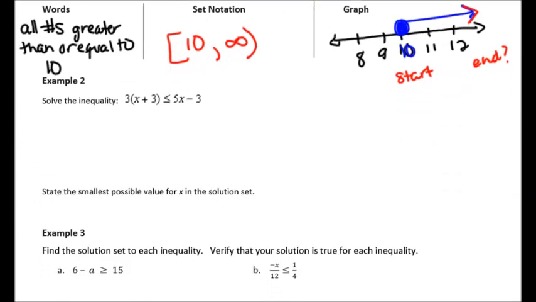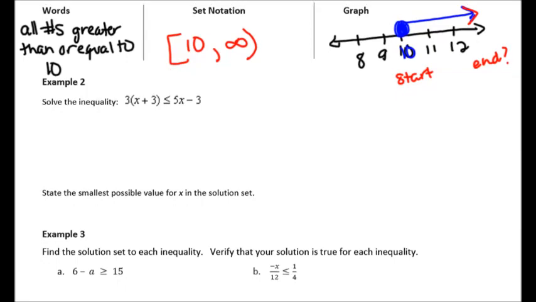All right, so jumping into example number 2. Again, we solve inequalities the same way that we solve equations. So we are going to pretend that this inequality sign is an equal sign. So draw our line to start our inequality. So I'm going to distribute this 3 to everything in the parentheses. That will leave us with 3x plus 9 is less than or equal to 5x minus 3.